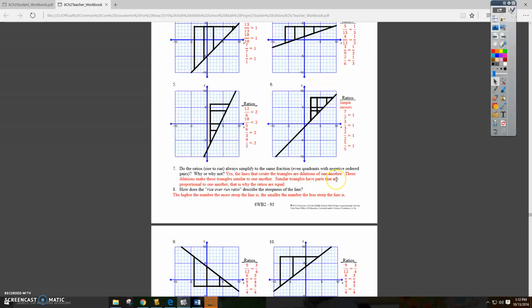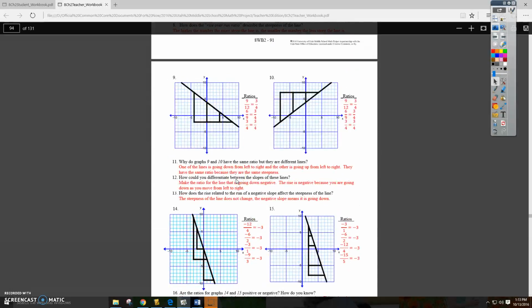Number 8, how does the rise over run ratio describe the steepness of the line? The higher the number, the more steep the line is. So if you look on 3, 4, 5, and 6, number 5, it came out to be a 2. 2 is bigger than 1 and 1/3 and 1. And notice that it's the steepest line. So the bigger the number, the steeper the line is.